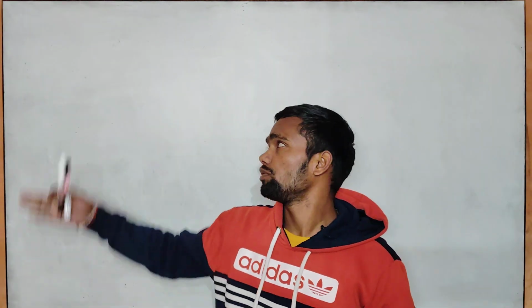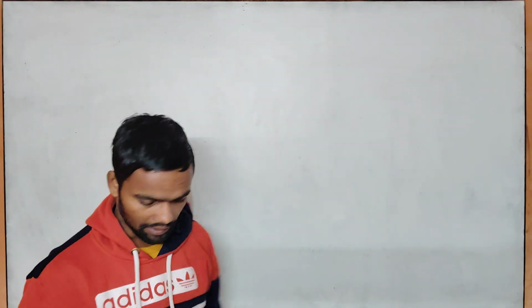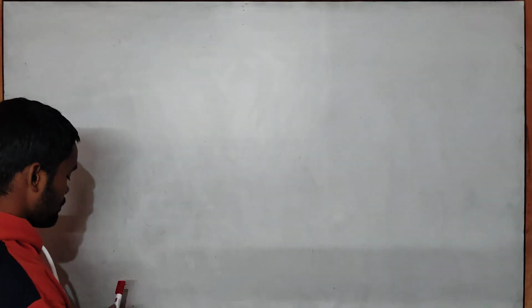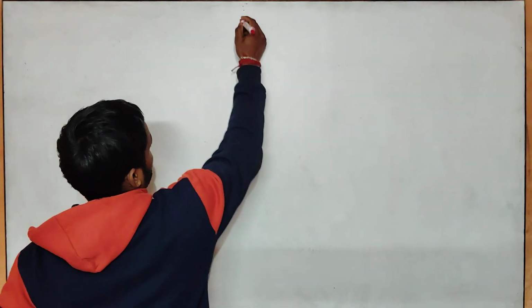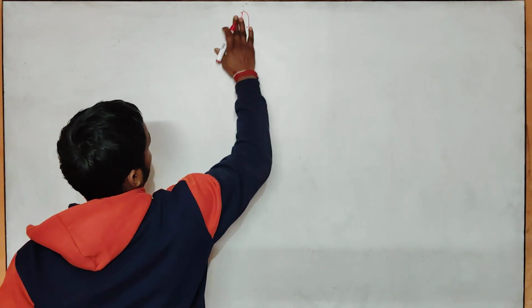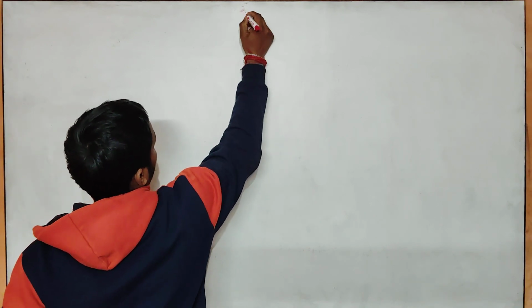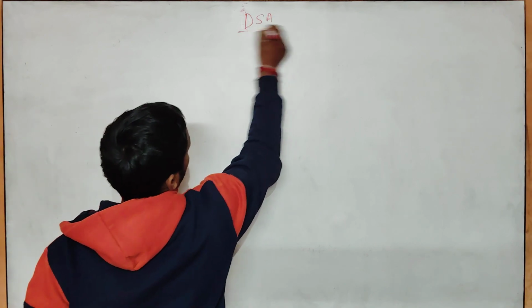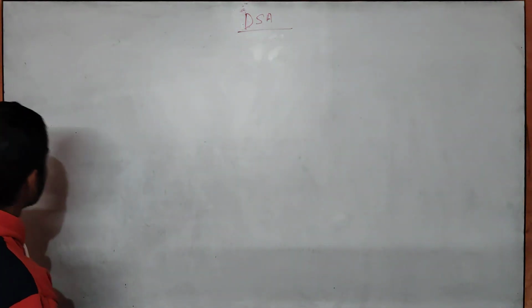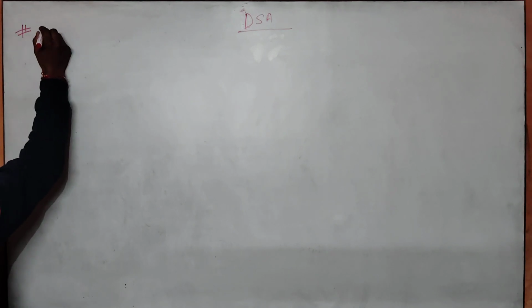If you did not look at the previous class, you need to look at it first. Then it will be easy. Now I'm going to discuss the next topic. Our topic is in DSA: how to delete an element in the linked list. And I am going to discuss deletion at the beginning.